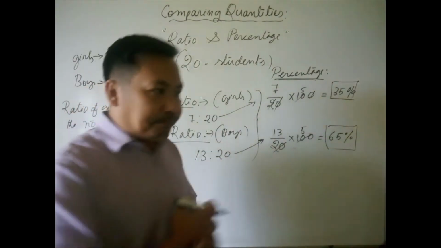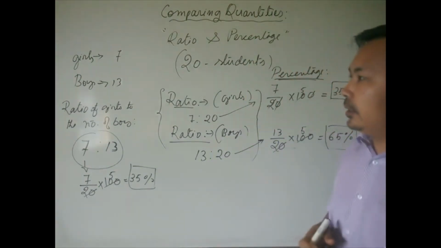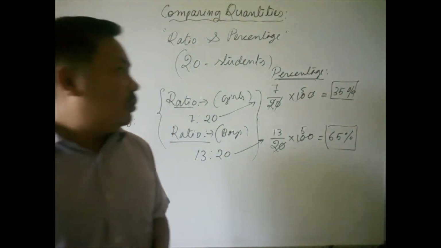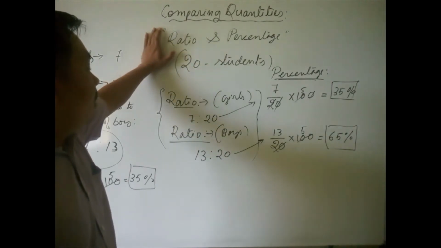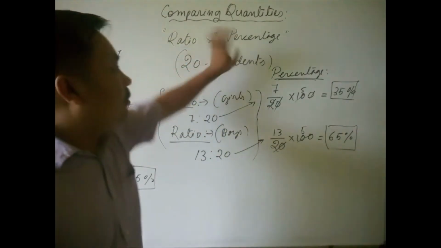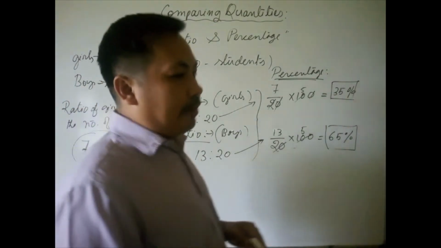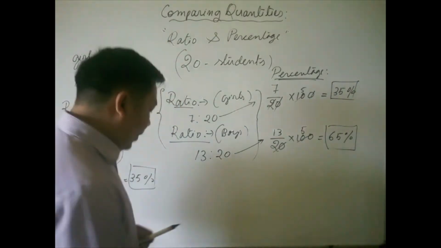So next what I want to show you is the unitary method. Okay, so next is the unitary method. So what is the unitary method? In comparing the quantities, see, this is comparing the quantities in the form of ratio or in the form of percentage, isn't it? Now the next comparison is comparison of quantities by the unitary method. So let us see how we can compare using the unitary method.